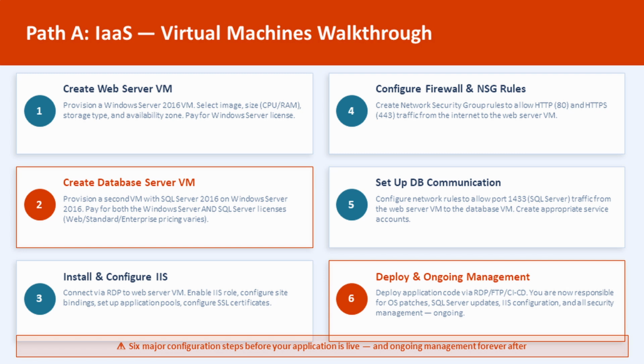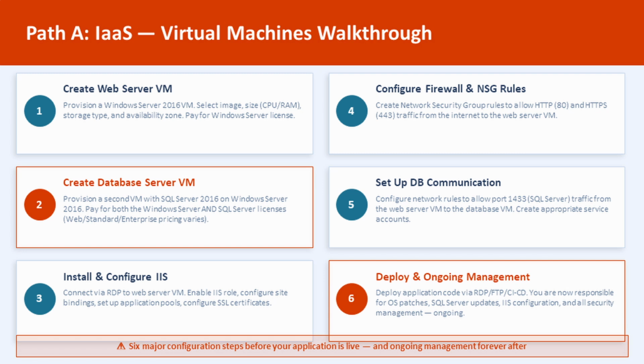Step 2. Create your database server virtual machine. This is a second VM, this time with SQL Server 2016 installed on top of Windows Server 2016. Now you're paying for two Windows Server licenses and one SQL Server license. And the SQL Server cost varies significantly. Web Edition is cheapest, Standard is mid-tier, Enterprise is the full-featured but most expensive option.